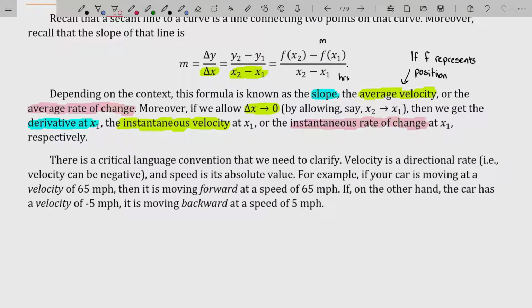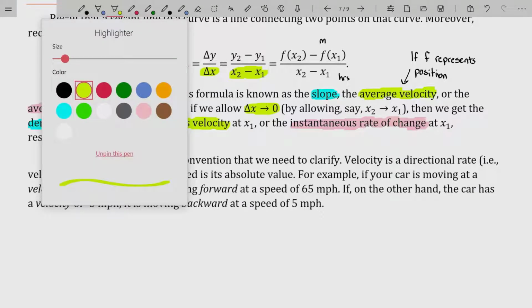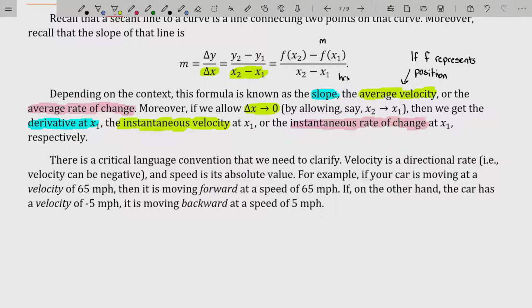Velocity, oh yeah, this is very important. Velocity is a directional rate. As you're driving your car, you're going 65 miles an hour. Well, if you put it in reverse and start going 10 miles an hour backwards, your velocity is -10. So you can have a negative velocity if you go backwards, or a positive velocity if you go forwards. So velocity can be negative. However, speed, when you're saying how fast are you going, you don't say I'm going negative so many miles per hour. You just say the absolute value. So speed is the absolute value. All right, and I list out the rest there.